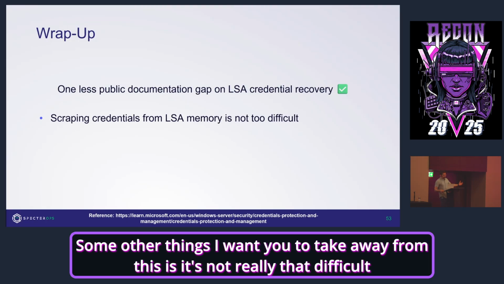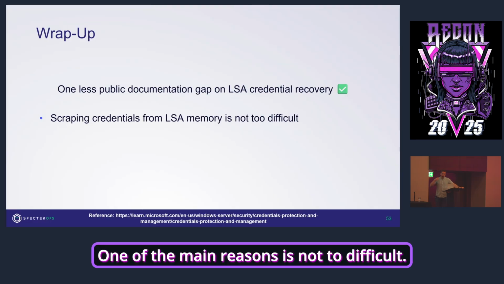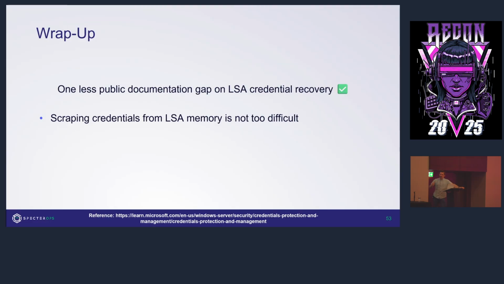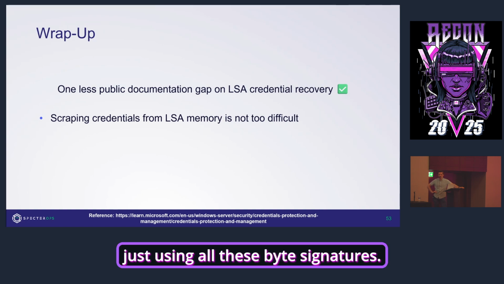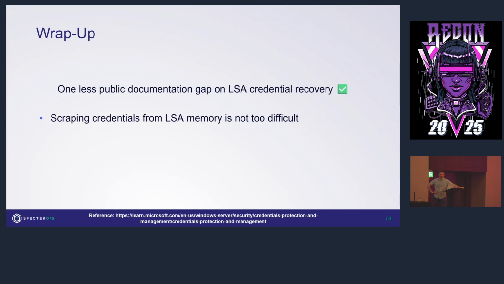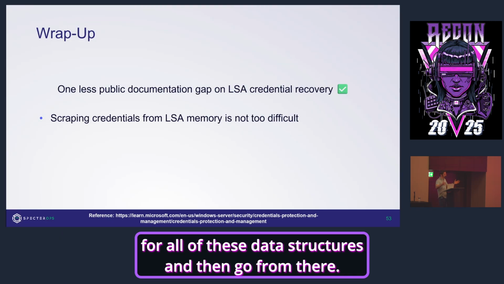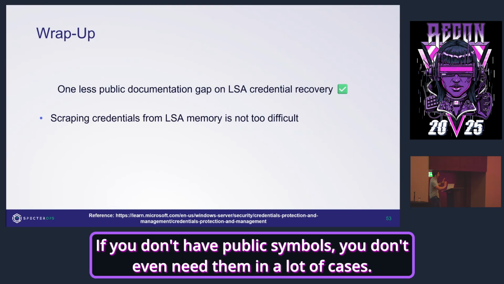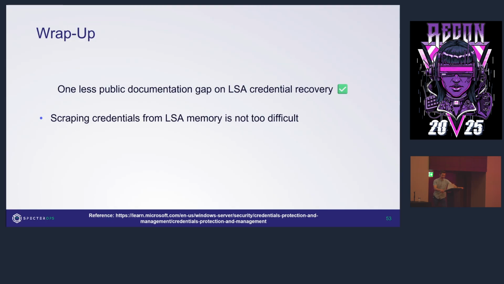Some other things I want you to take away is it's not really that difficult to get creds from LSASS memory. One of the main reasons is, even though you can look at the Mimikatz source code and go, Mimikatz, it's using all these byte signatures, I don't want to maintain that. You don't have to. You can use public symbols to identify these global variables that are the starting point for all of these data structures and then go from there. If you don't have public symbols, you don't even need them in a lot of cases. You can scrape for a lot of those magic values that we mentioned and then go from there.